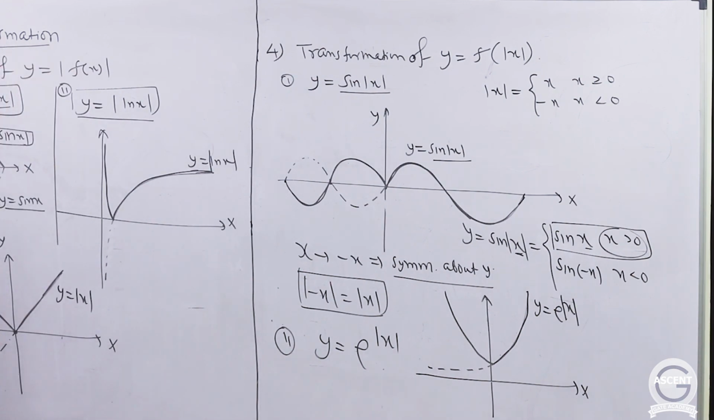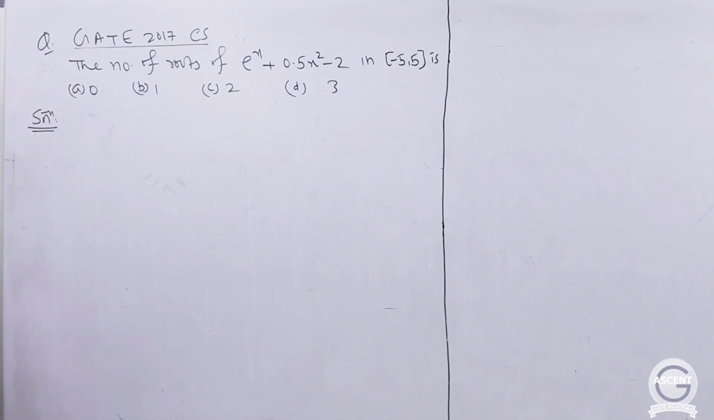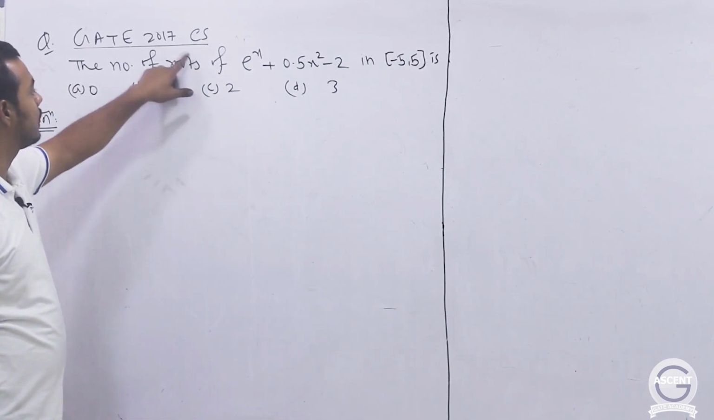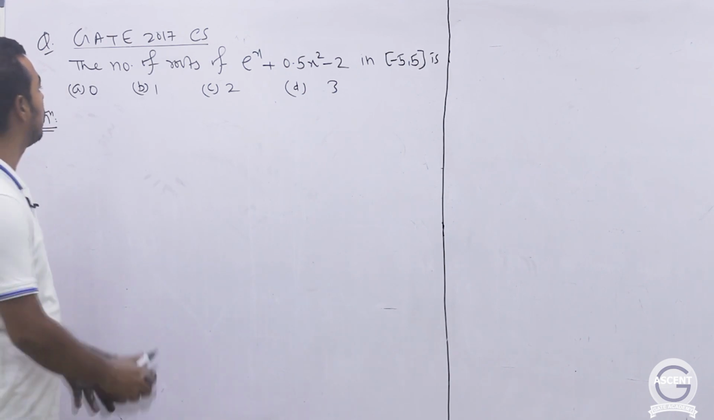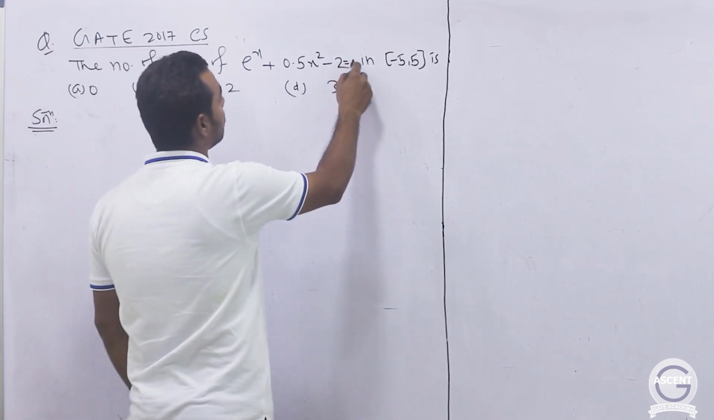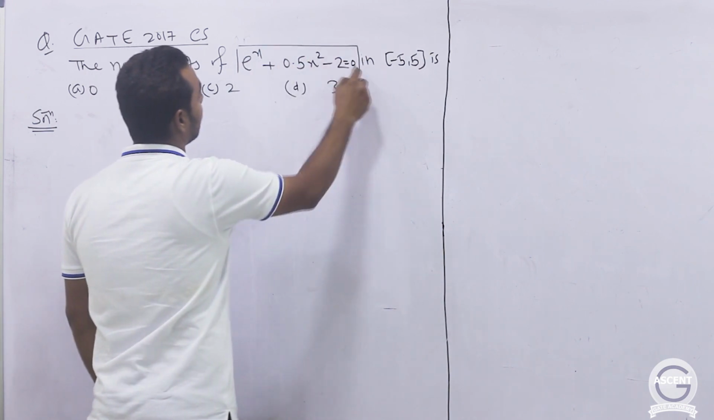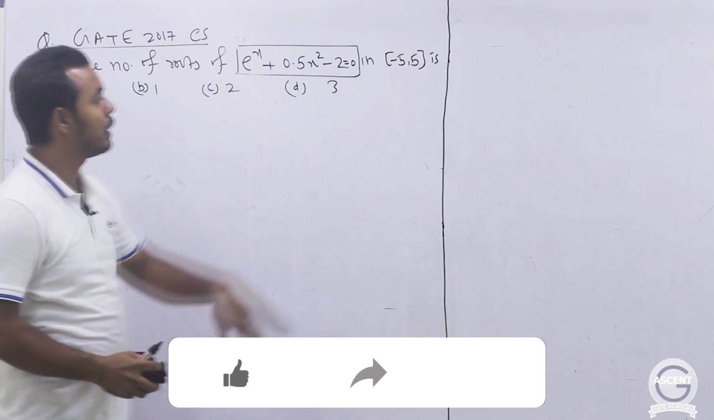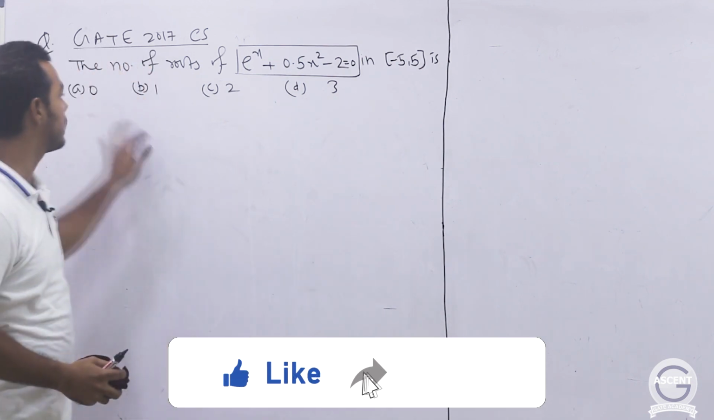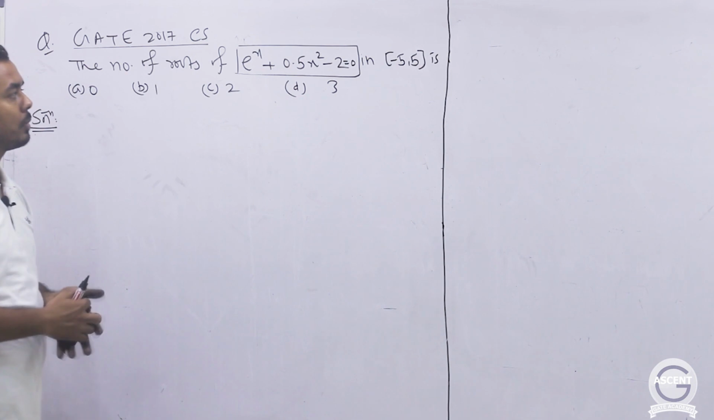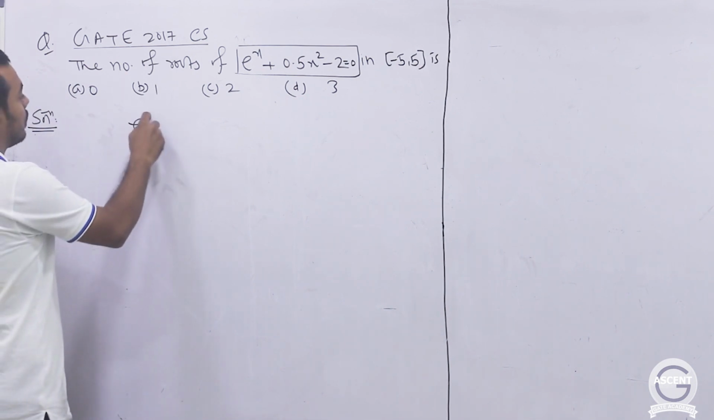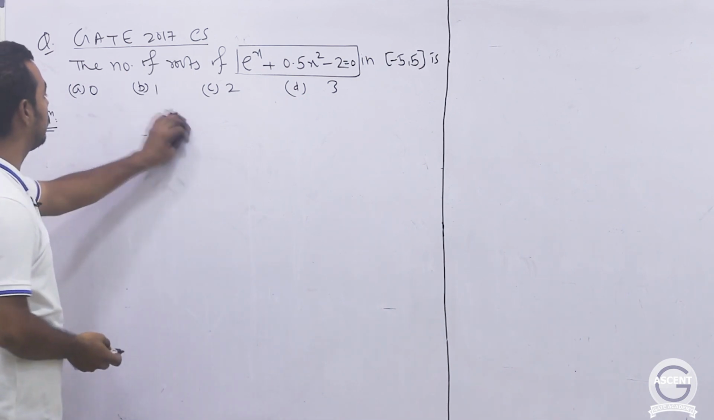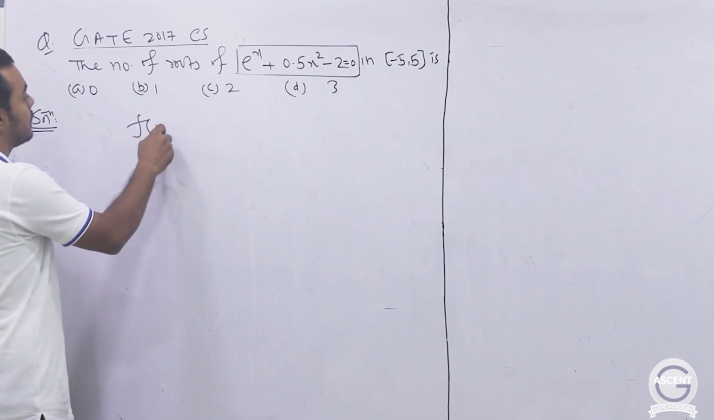Now we will see a few questions which were asked in GATE previous year papers on these transformations. So now we have one problem which was asked in GATE 2017 in computer science. This was a very good problem. The question is: the number of roots of the equation e to the power x plus 0.5 x square minus 2 equals 0 in the interval minus 5 to 5 is, four options are given: 0, 1, 2, 3. The question was asked for 2 marks. In our earlier discussion we have seen how to find the number of solutions of the equation f(x) equals g(x).